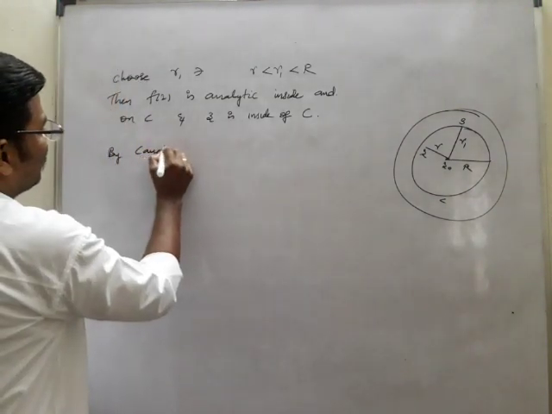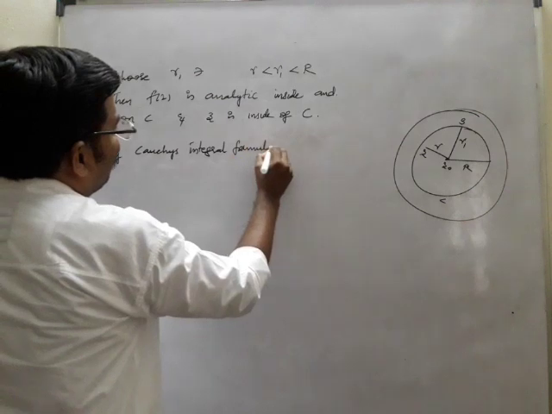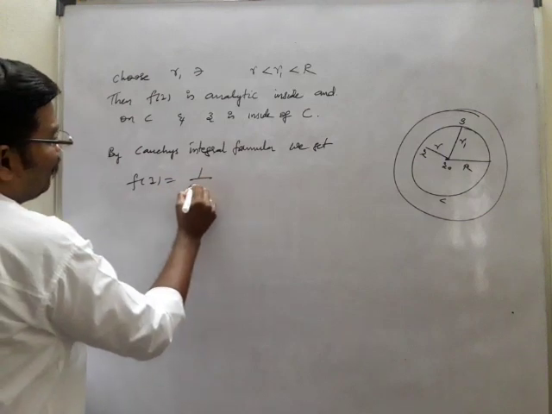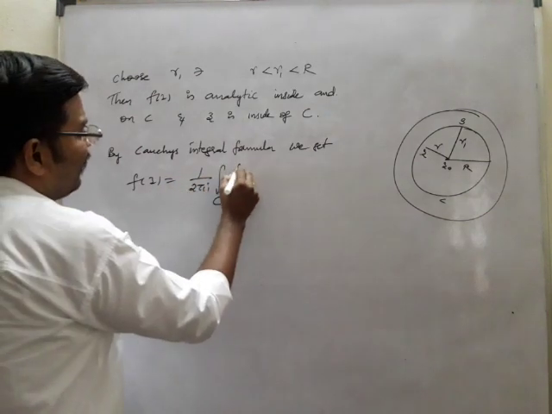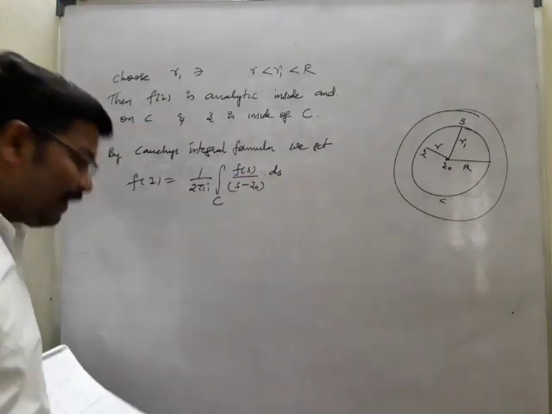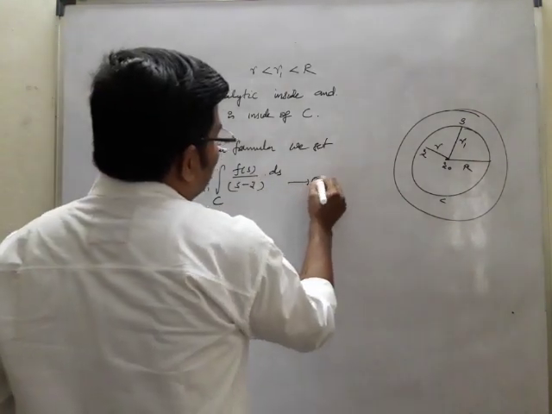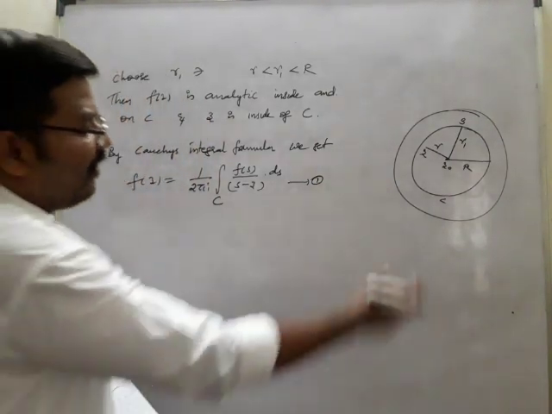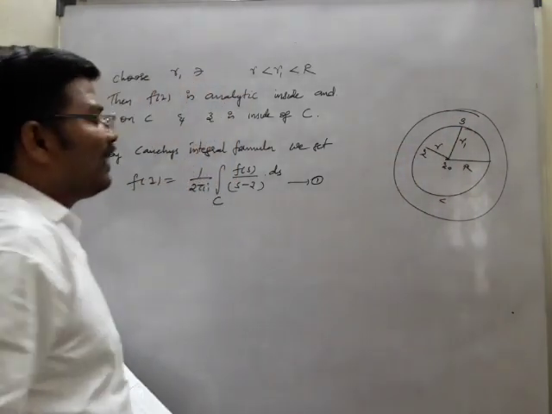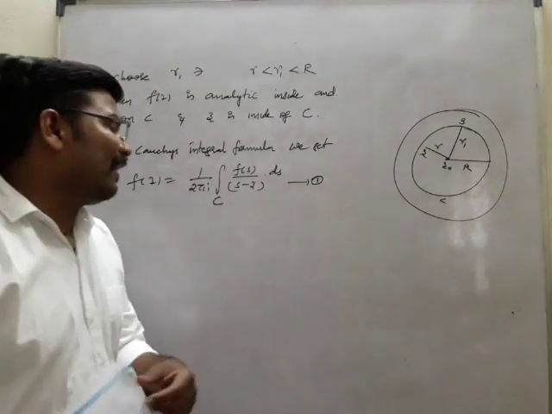So by Cauchy's integral formula we get f of z is equal to 1 by 2 pi i integral over C of f of s by s minus z0 into ds, or f of s by s minus z into ds. You take this as number 1, because this is nothing but a concentric circle. We are taking the circle C, and f of z is analytic. So by applying Cauchy's integral formula here, we'll try to take it in this form.